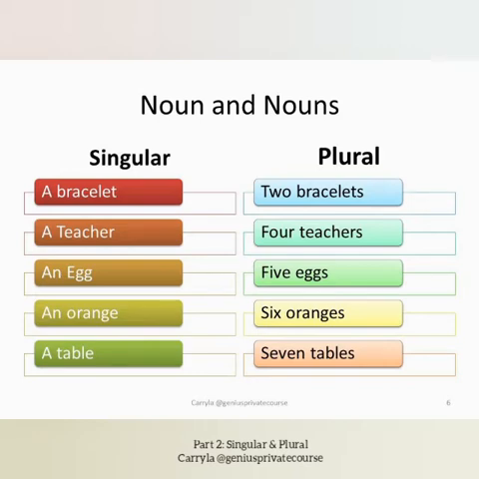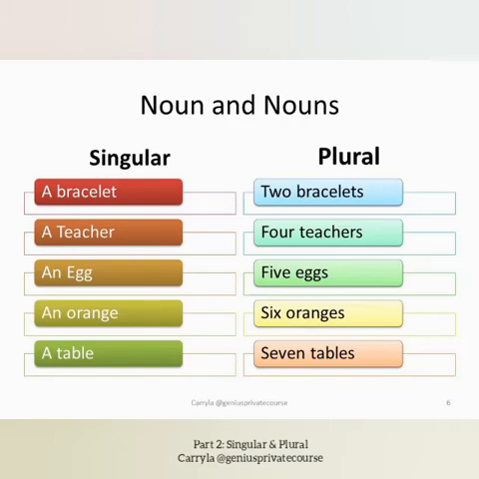So when a noun is only singular or only one, we have to use a or an. But when it changes into the plural, for example 2, 3, 4, 5, and more, we have to add s to the noun. For plural, we have to add s or es to the noun. For example, 2 bracelets, 4 teachers, 5 eggs, 6 oranges, 7 tables, and many more. Like that. Don't forget to use it.